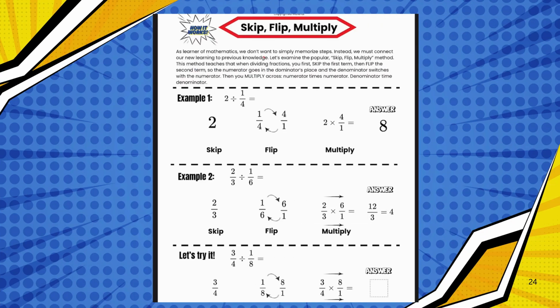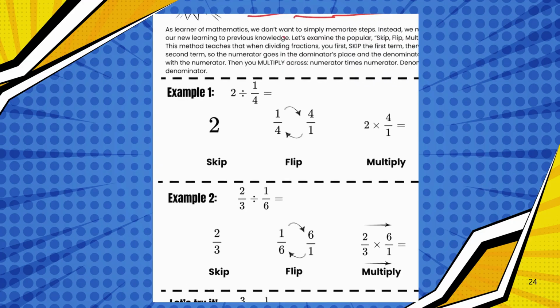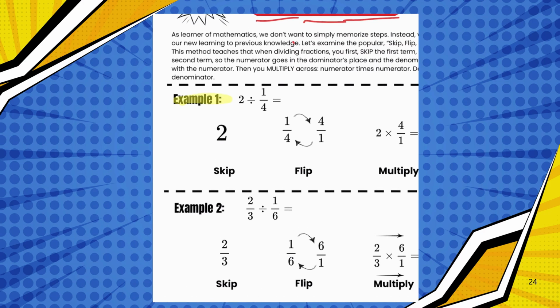Okay, so skip, flip, multiply is a trick that a lot of people use to help them remember what they're supposed to do when dividing fractions. So let's look at our first example here, number 1, example 1. We have 2 divided by a 4th.